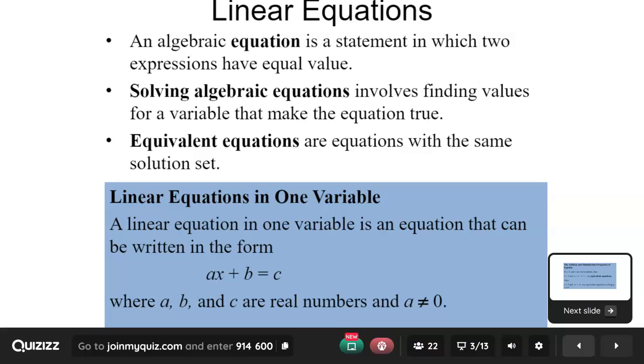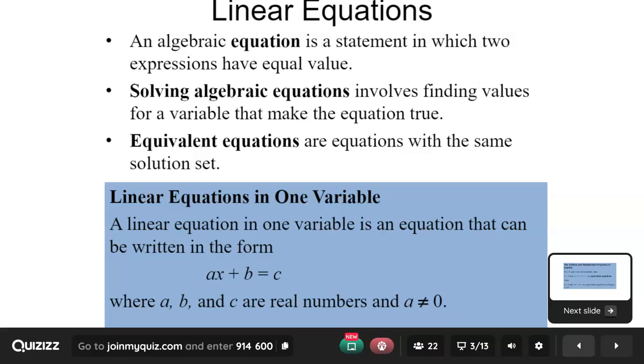When we're solving an algebraic equation, we're finding the values of the variable that make the equation true. That may be one number. That may be a bunch of numbers. It may be no number at all. So we're trying to figure out what can I use to substitute a variable that would make the statement true. Most of the time it's going to be one number. But there are times where we'll have more than one or none at all. And we'll go over those.